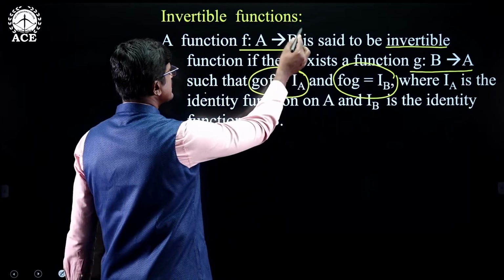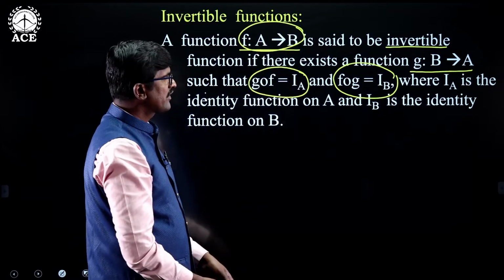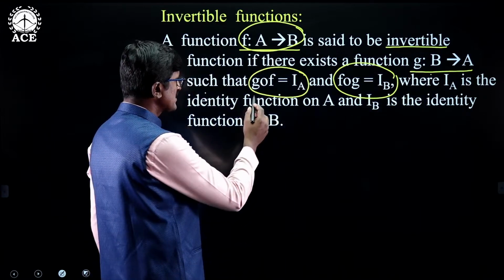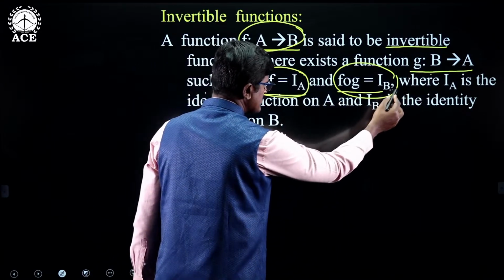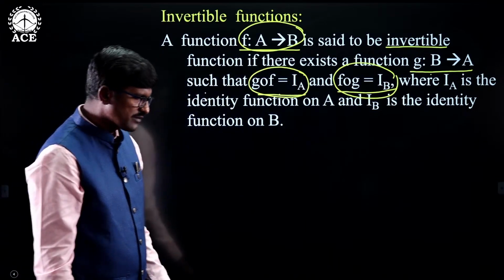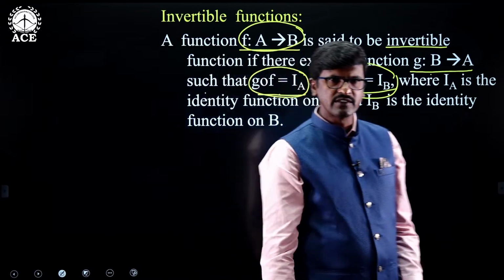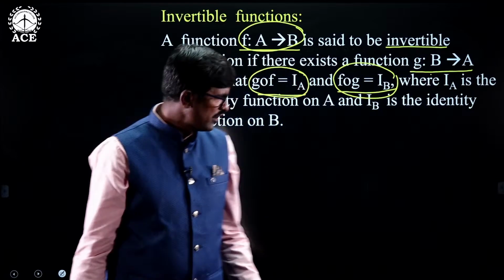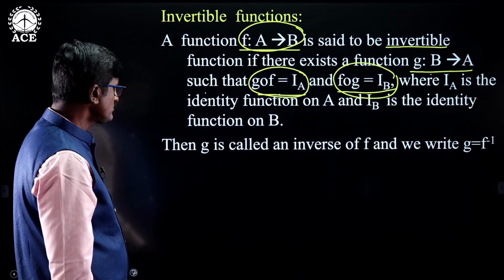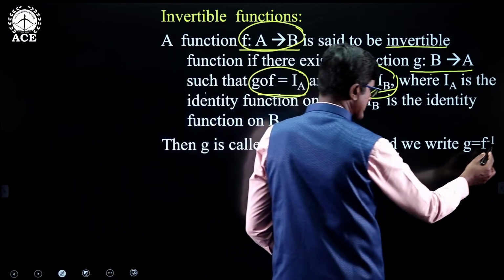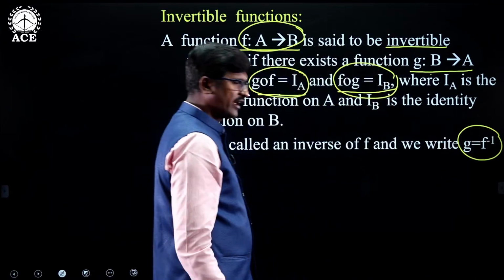So when we say that a function is invertible, there is a function g mapping B to A such that g circle f is equal to iA and f circle g is equal to iB. Then we say that the function f is invertible and the inverse of f is g. Similarly, the inverse of g is f. This is about invertible functions. So g is called the inverse of f and is denoted g is equal to f inverse.